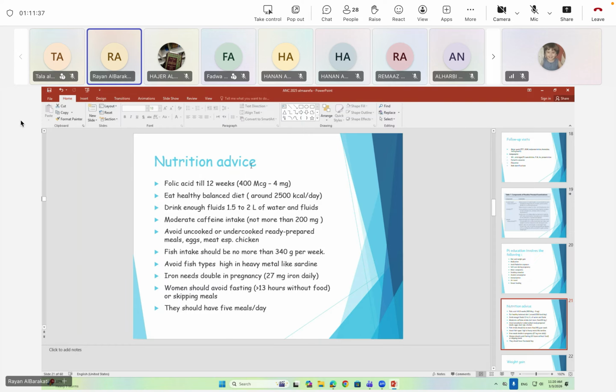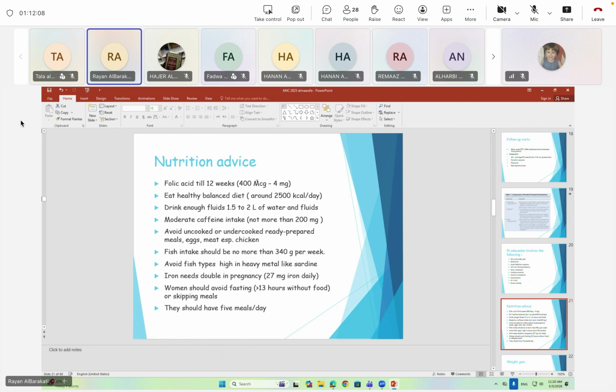Regarding the nutrition advice, folic acid is needed till 12 weeks, and here we use 400 microgram or 4 milligram tablets. This is the dose, but what we have in the market is 5 milligram or 1 milligram dose. Here, from 400 microgram, 0.4 milligram, up to 4 milligram. In the market, we don't have that.